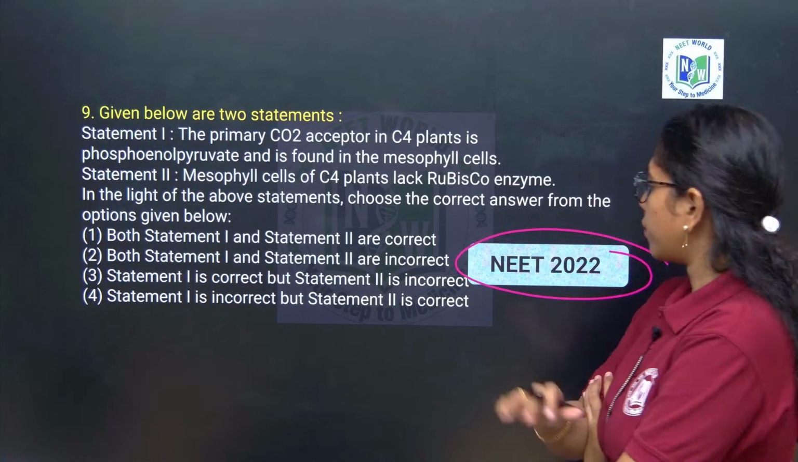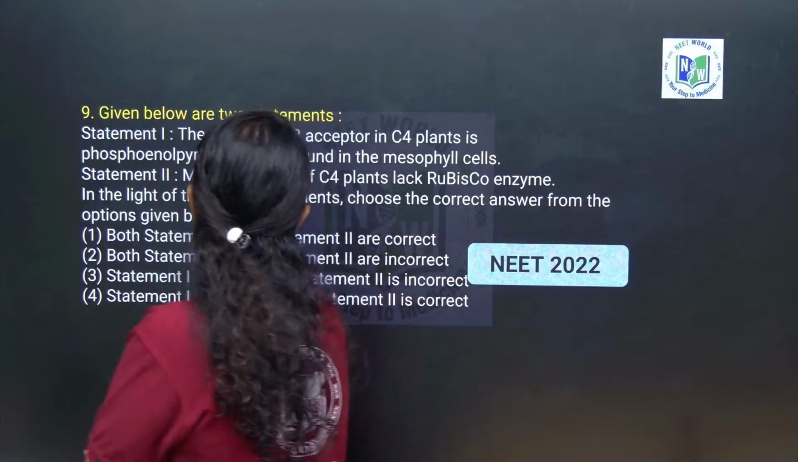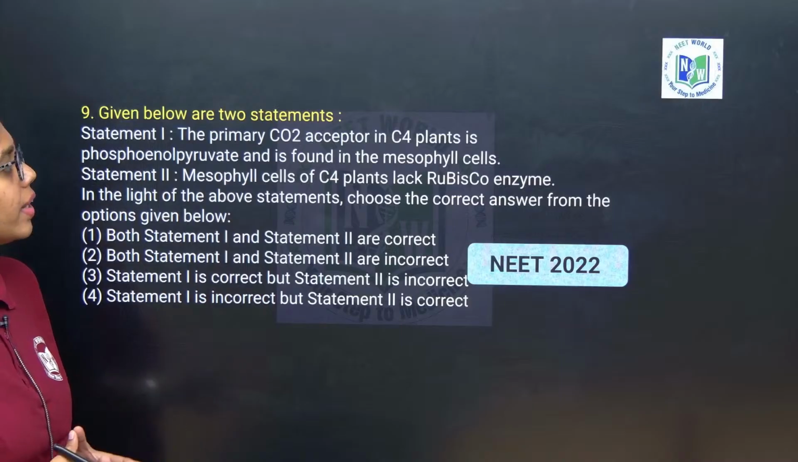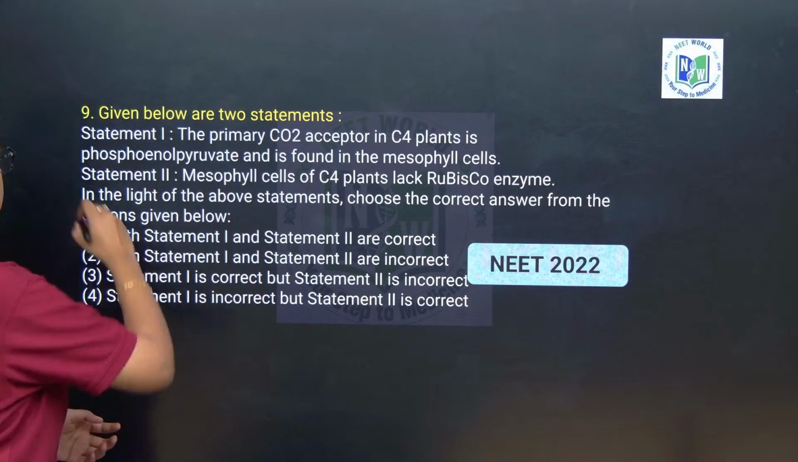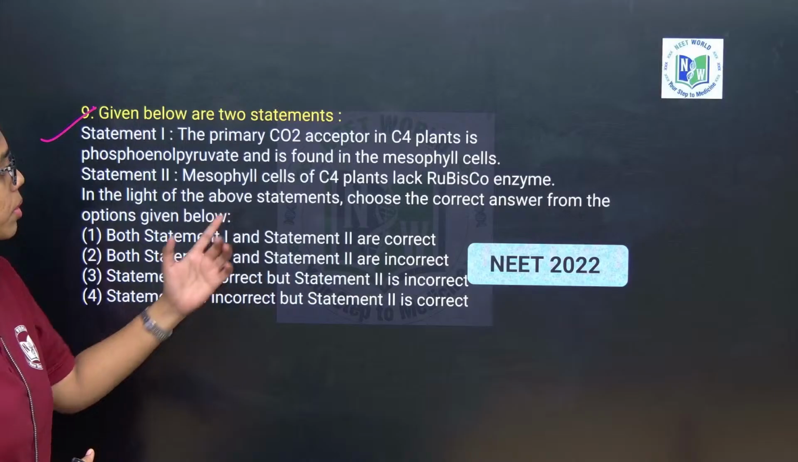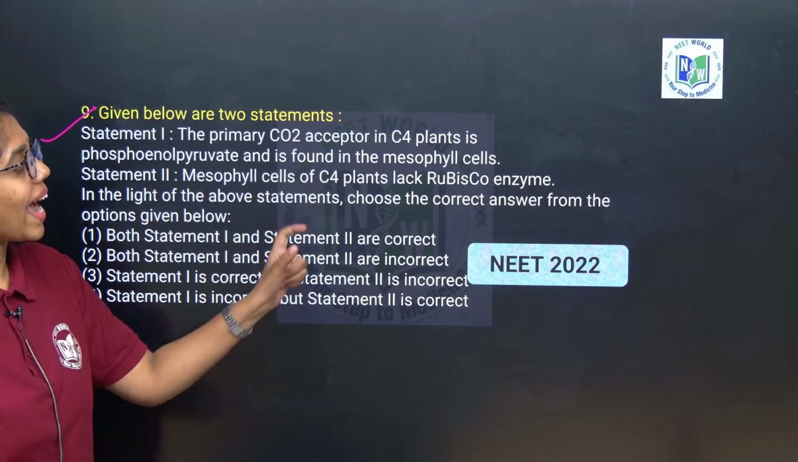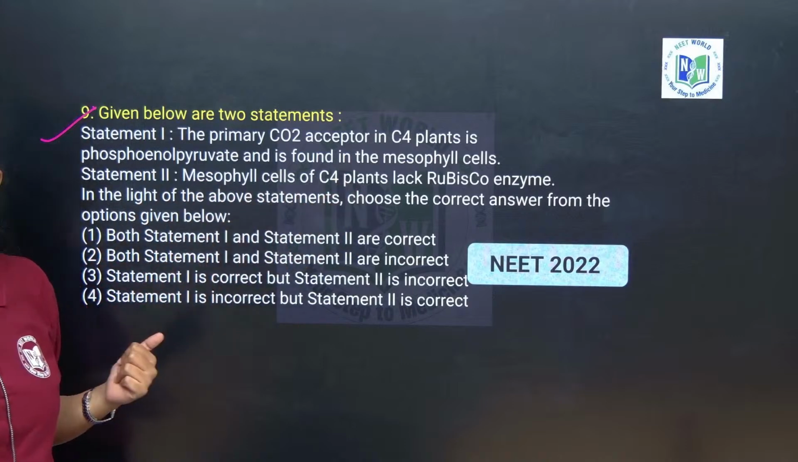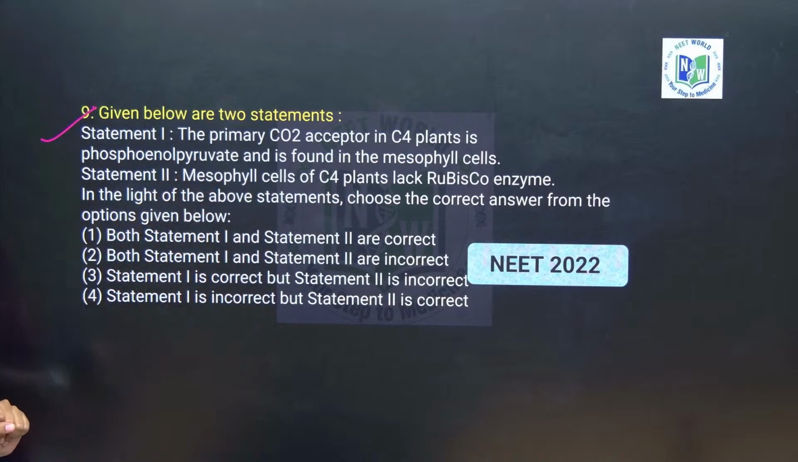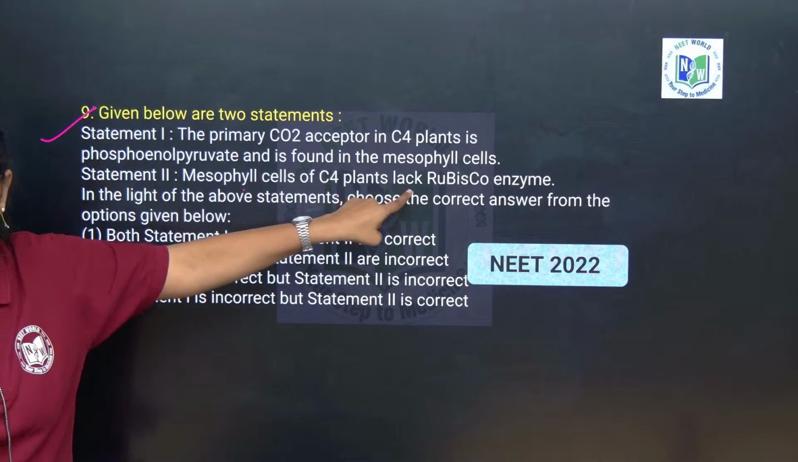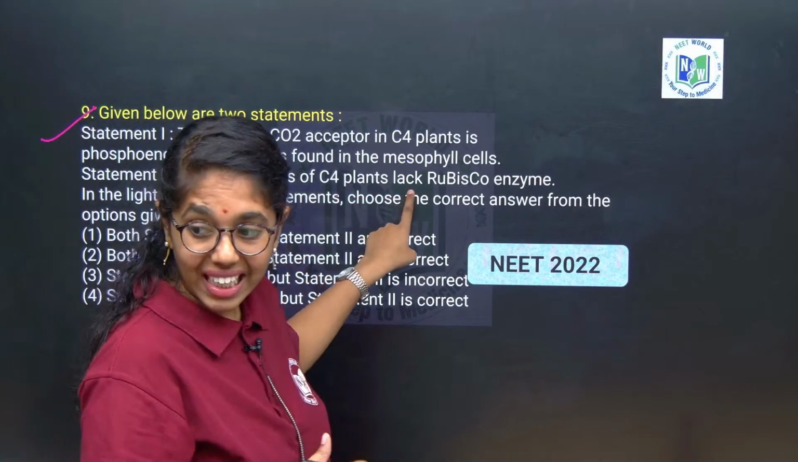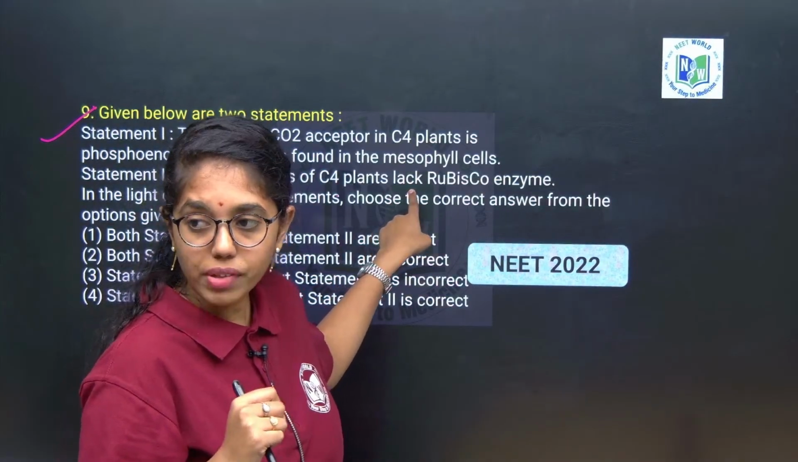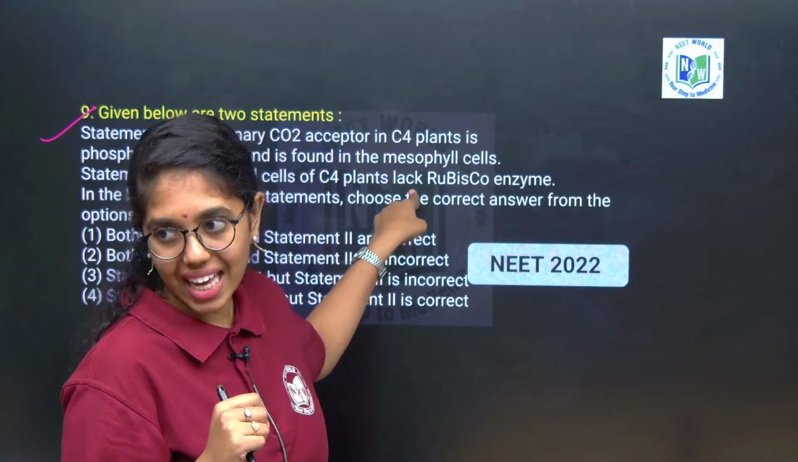So, the first statement: the primary carbon dioxide acceptor in C4 plants is phosphoenol pyruvate and is found in mesophyll cells. Correct only, right? Next, statement 2: mesophyll cells of C4 plants lack Rubisco enzyme. In the light of the above statements, choose the correct answer. Statement 2 also is right, no? Mesophyll cells of C4 plants lack Rubisco, but bundle sheath cells of C4 plants will have Rubisco. Mesophyll cells will not have it. Mesophyll cells will have what? PEPcase.